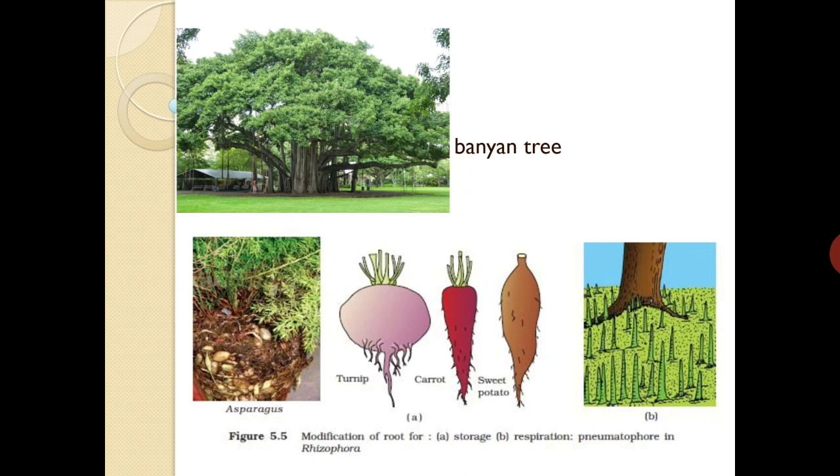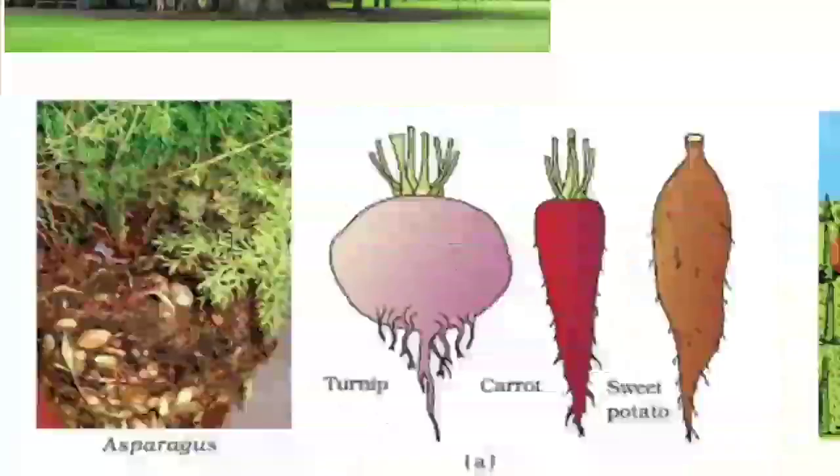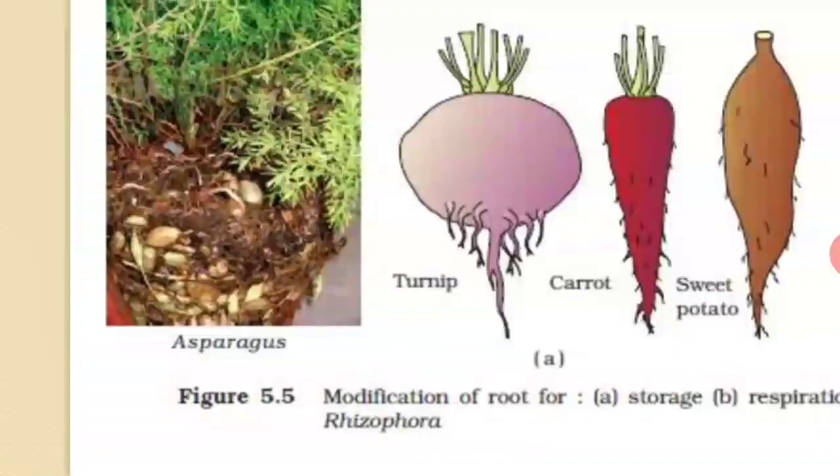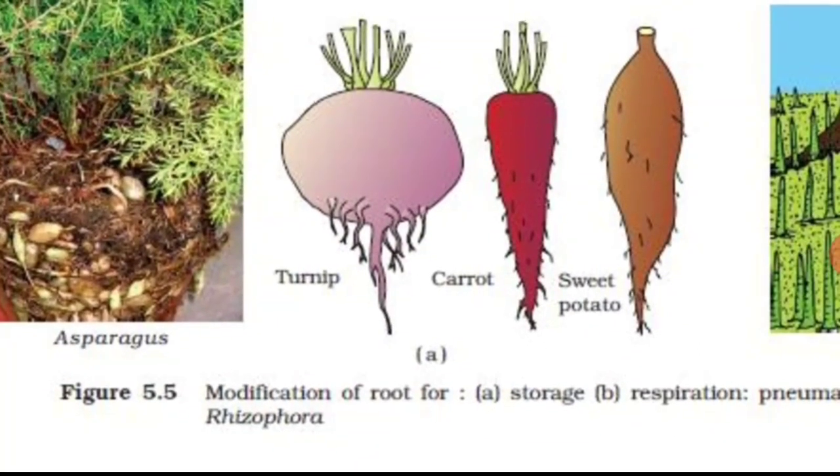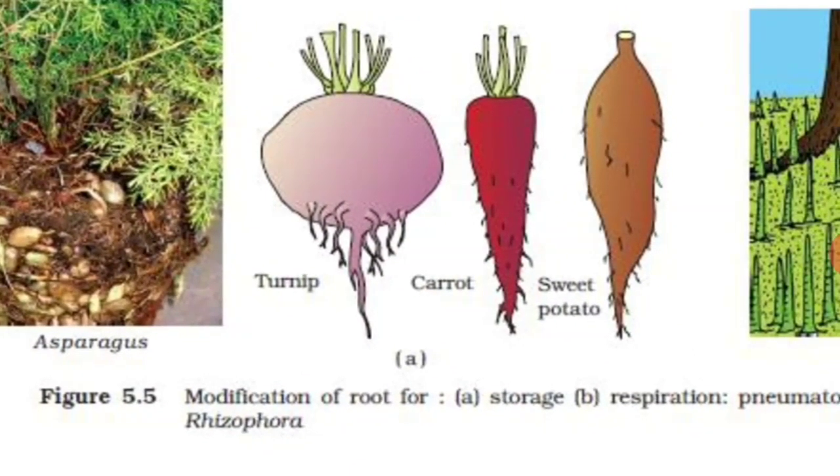So look at this picture. This is the banyan pillar-like root structure found in the banyan tree, and you can see here in the asparagus there are very bunch-like structures, and there are storage root systems: turnip, carrots, and sweet potato also. Sweet potato is a root.